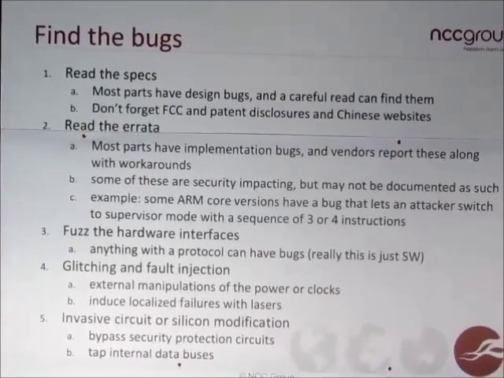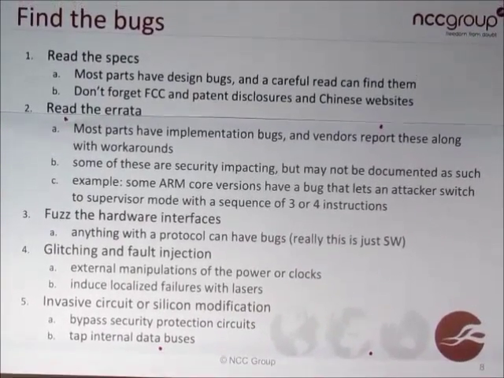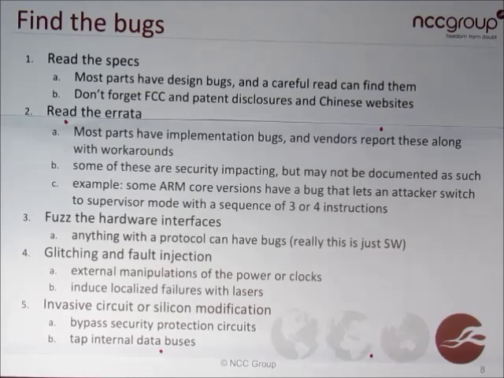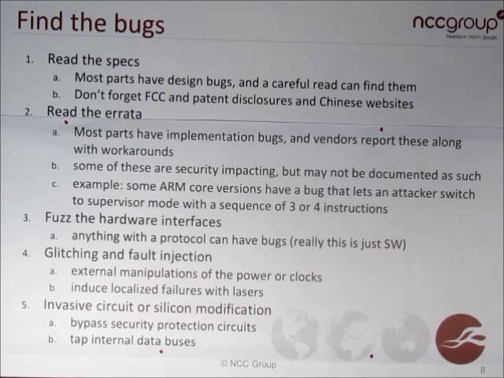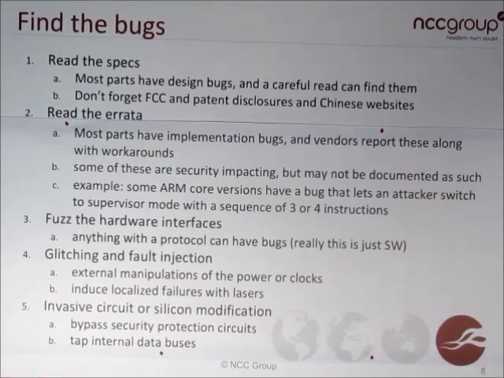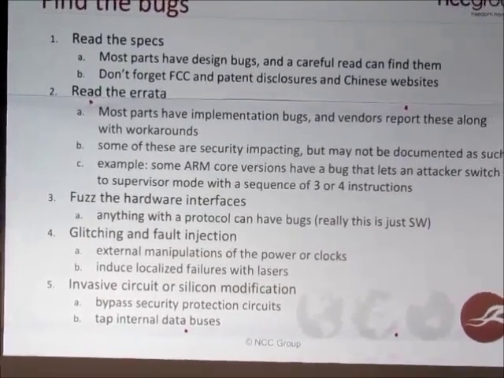It's part of their sales posture. They want people to be able to read up on their devices to select them for their designs. The FCC and patent disclosure websites are really useful. Sometimes if it's a proprietary component, they won't have the specs on their website, but there will be tons of information on the FCC website. That's all public information, and patents as well.